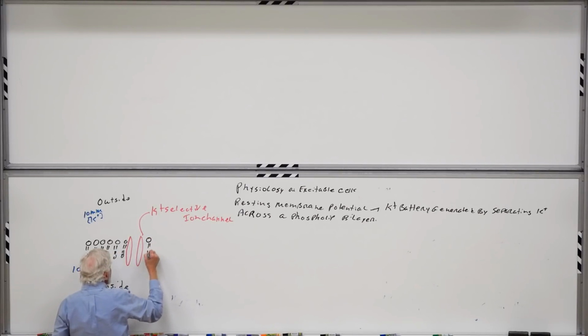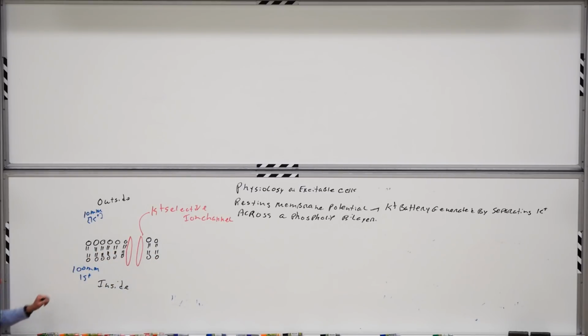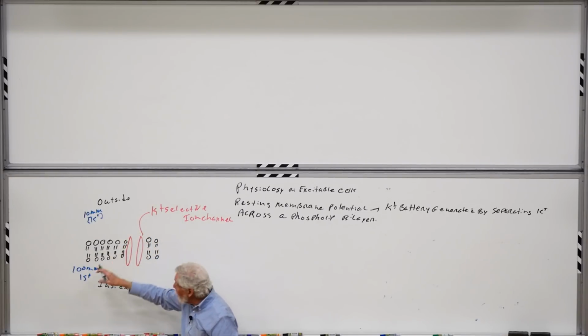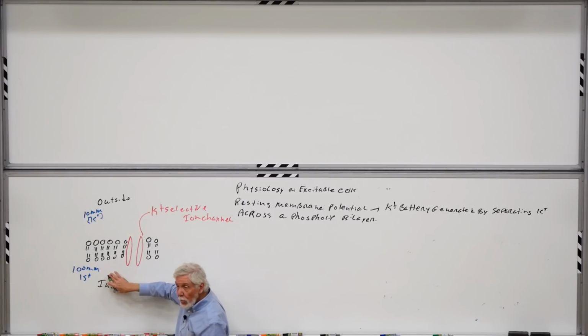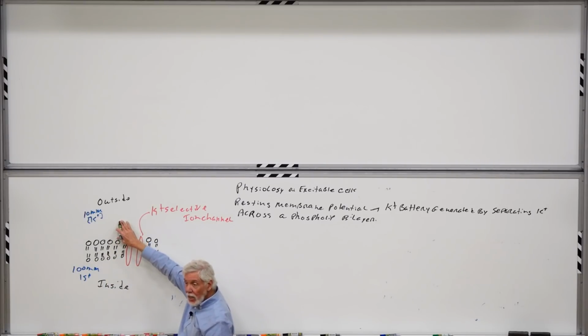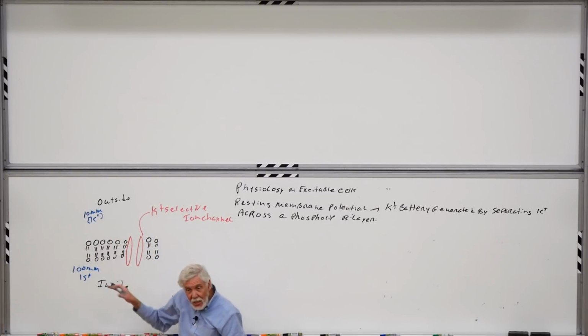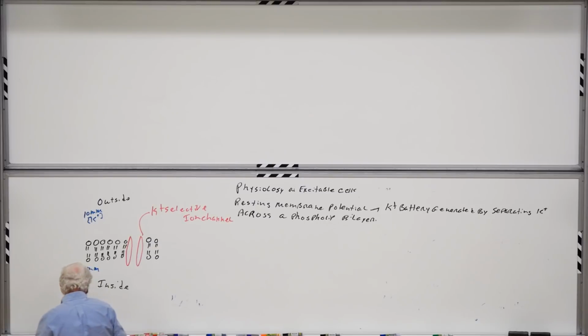Now, I think that you'll immediately see what the problem is here. If we simply were to say, out here in the ocean, we have 10 millimolar potassium, and inside the cell, we have 10 times as much, 100 millimolar potassium. If that's all we did, and we had a potassium selective ion channel, it wouldn't be very long till the potassium would run down its concentration gradient, and you'd end up with 10 millimolar potassium on the inside and 10 millimolar potassium on the outside. But that doesn't happen.